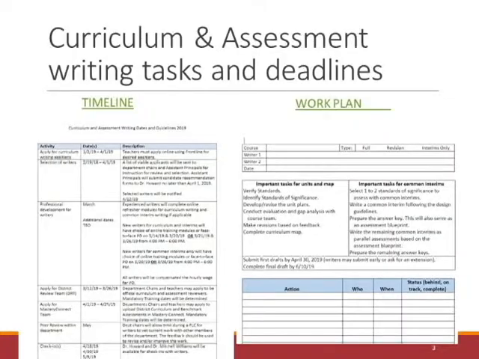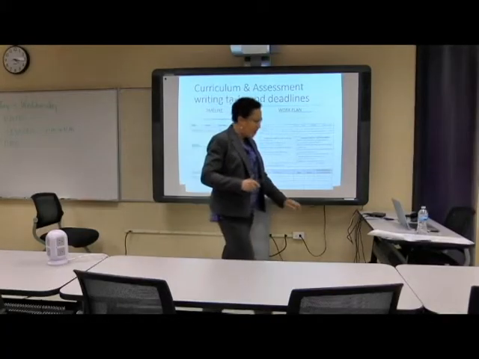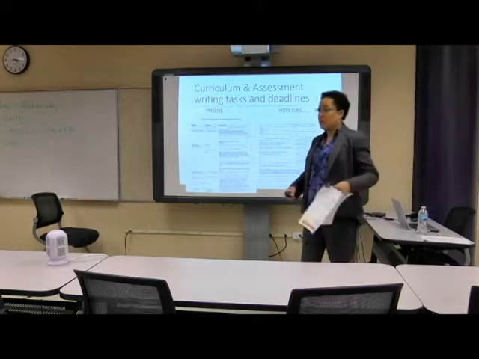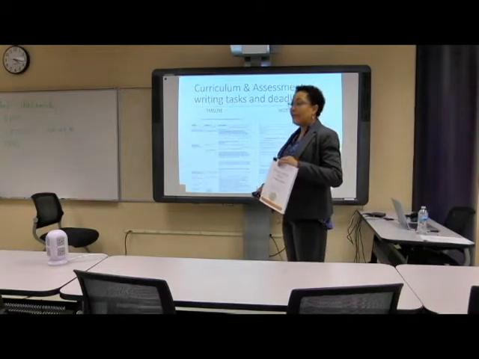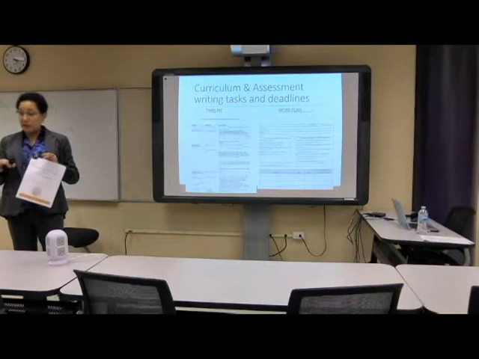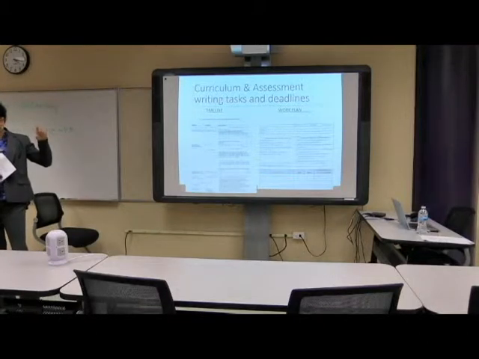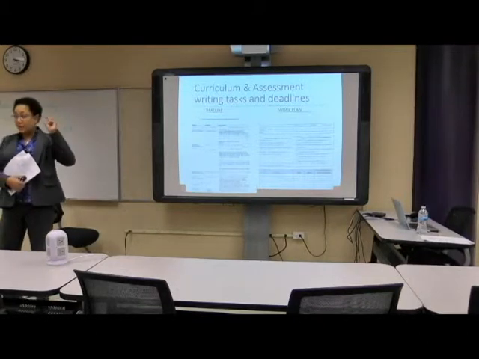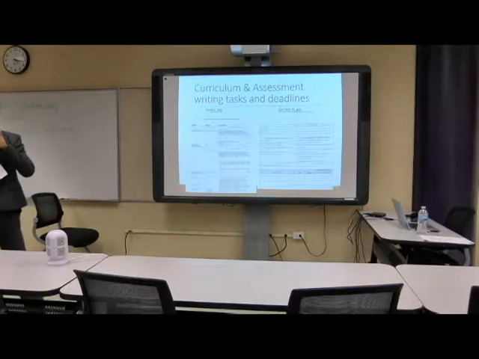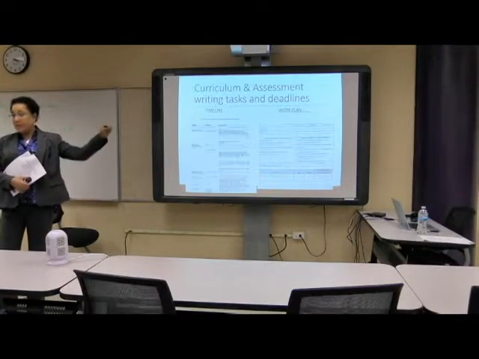Okay? So those two documents are in the Curriculum Writing 2019 folder. They are also in the main SharePoint, Academics and Family Services. So if you are logged into Office 365, you can click on the waffle. It will give you all the apps in Office 365. In there's an icon for SharePoint. If you go in SharePoint, you can search for Academics-Family Services.